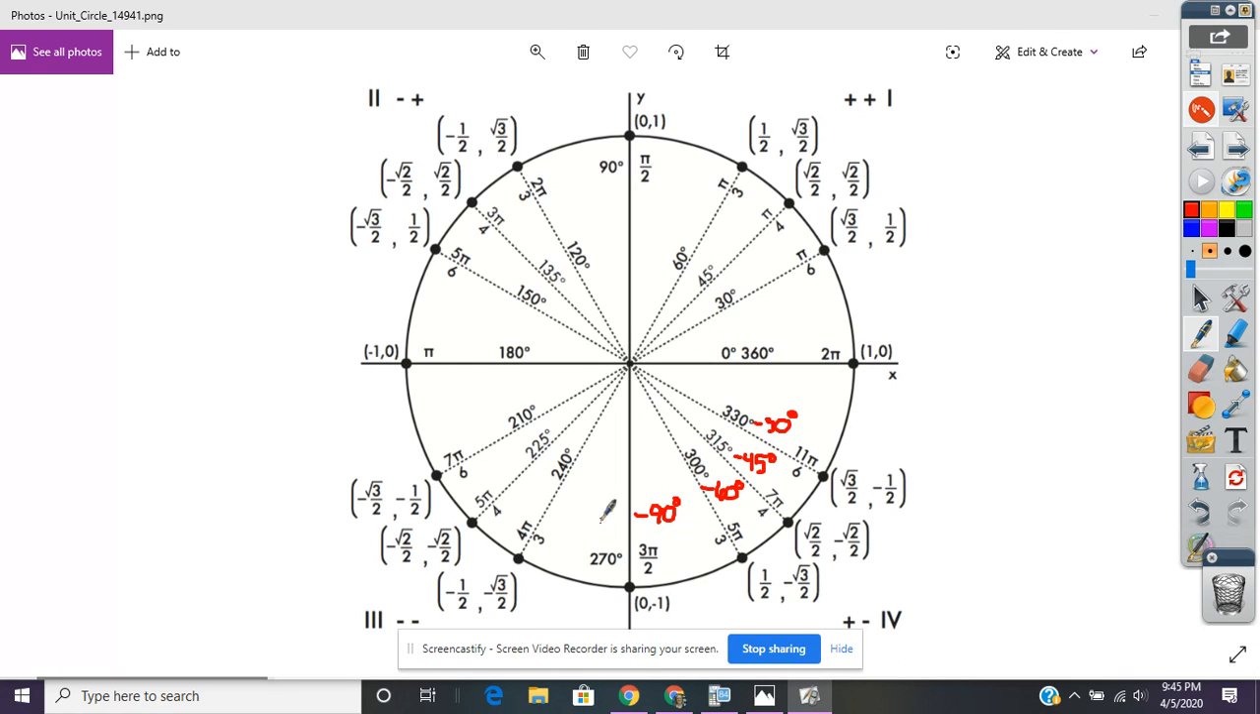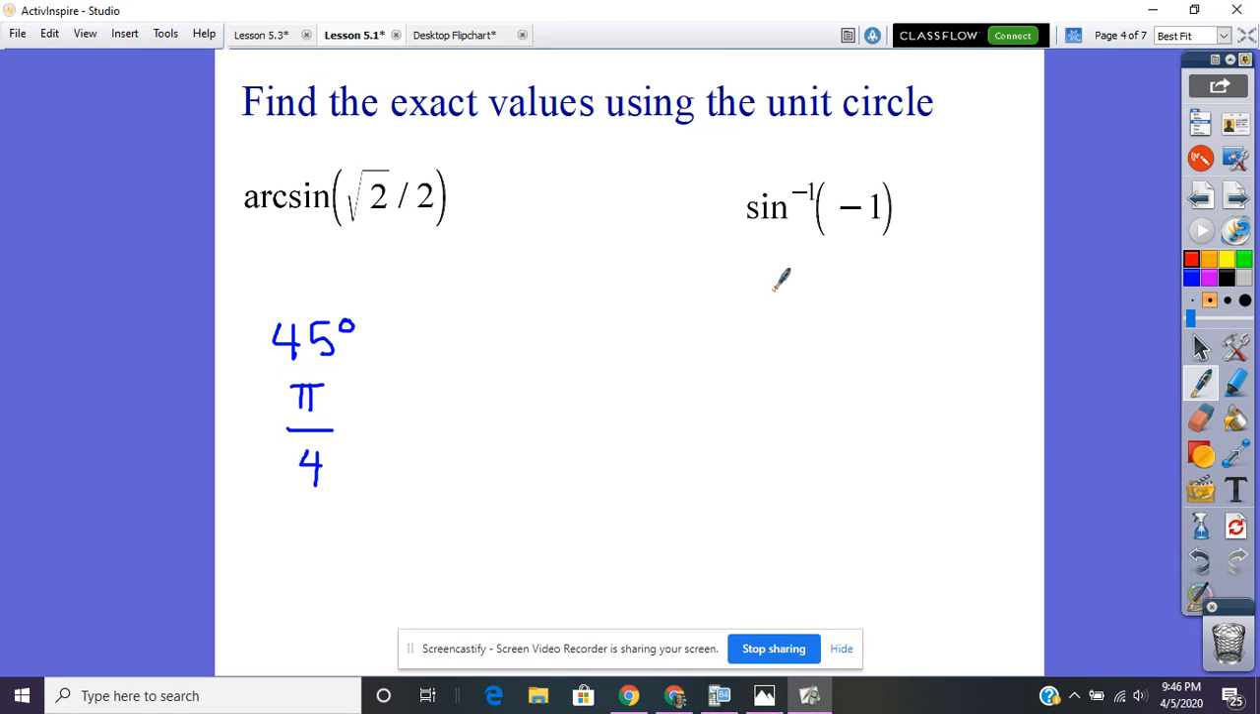But anyway, what we're looking for is right here. So it's -90 degrees or negative pi over 2. So if we come back here, we're looking at this as -90 degrees or negative pi over 2.